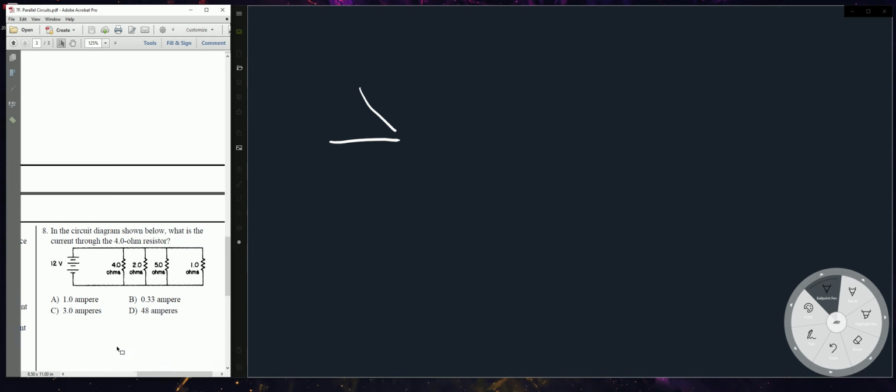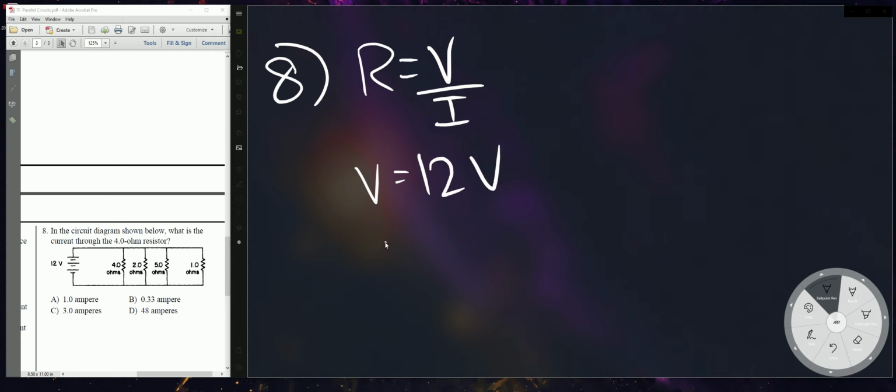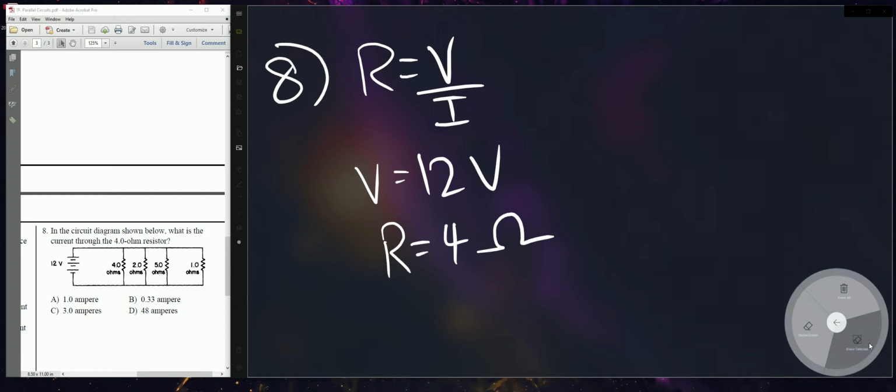Number 8, in the circuit diagram shown below, what is the current running through the 4 ohm resistor? So for 8, you're going to use this formula right here. R is equal to V over I. And you know your voltage is 12 volts, and you know your resistance is 4 ohms. So you can figure out what your current is, okay? So that's easy. You guys can do the math.